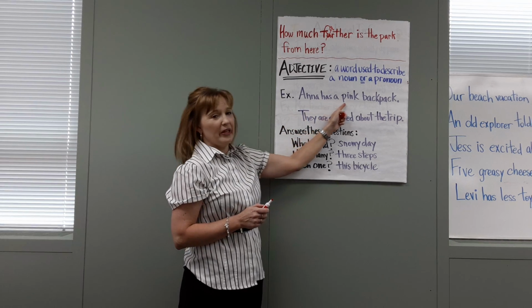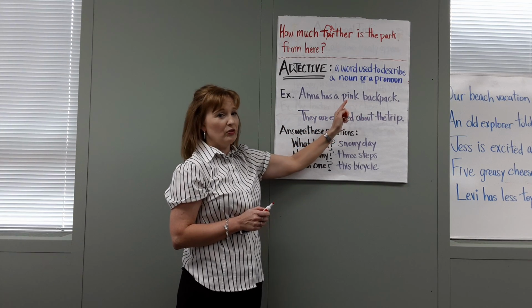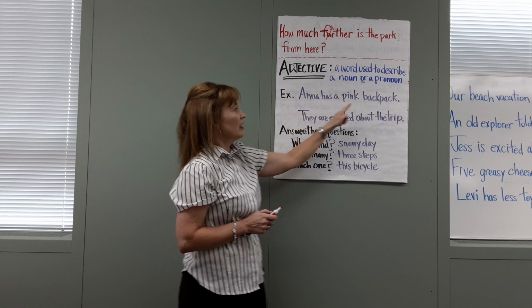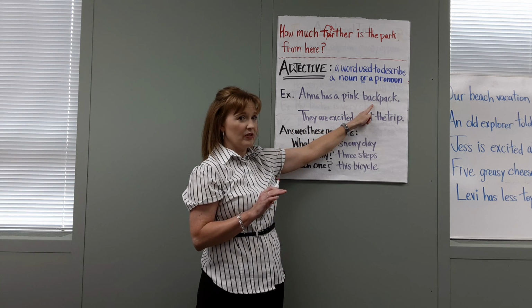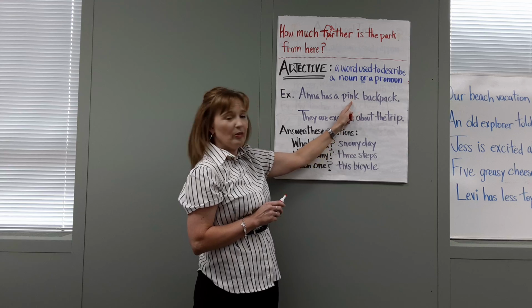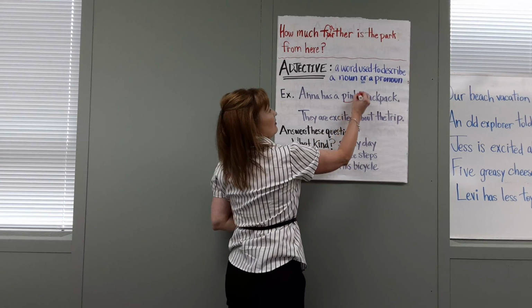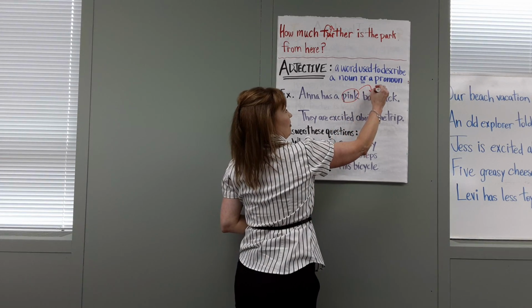Anna has a pink backpack. I have 2 nouns. I have Anna, and I have backpack. Are there any words to describe either of these things? Right here, pink. Pink is an adjective, and it describes the backpack.